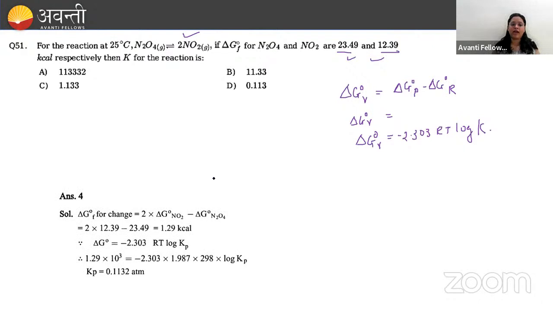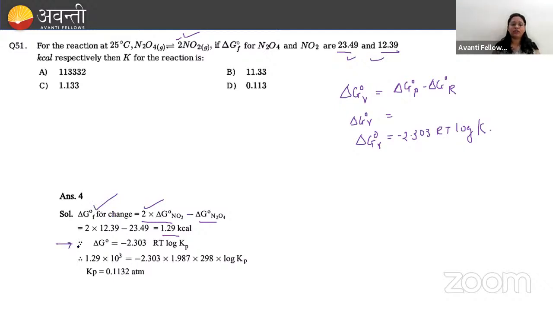You can see here what I have done. How many moles of product are there? 2 moles. That's why I have multiplied the delta G0 value of NO2 with 2, and I have subtracted that from the delta G0 value of N2O4. So here we get the answer 1.29 kilocalorie. This is delta G0 for the given reaction.